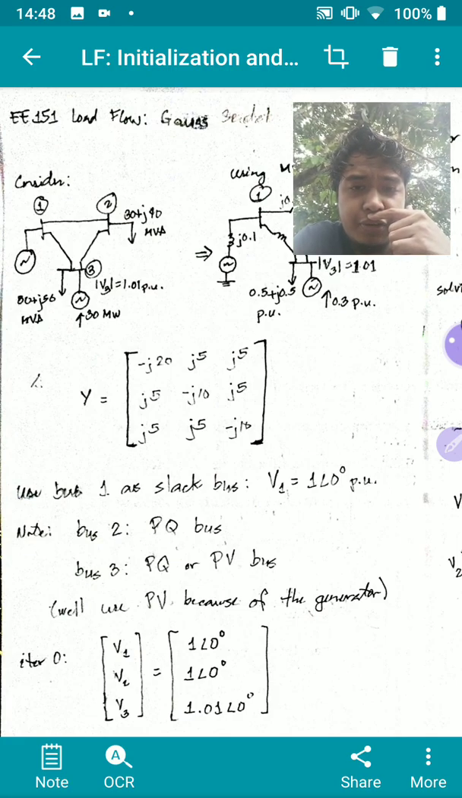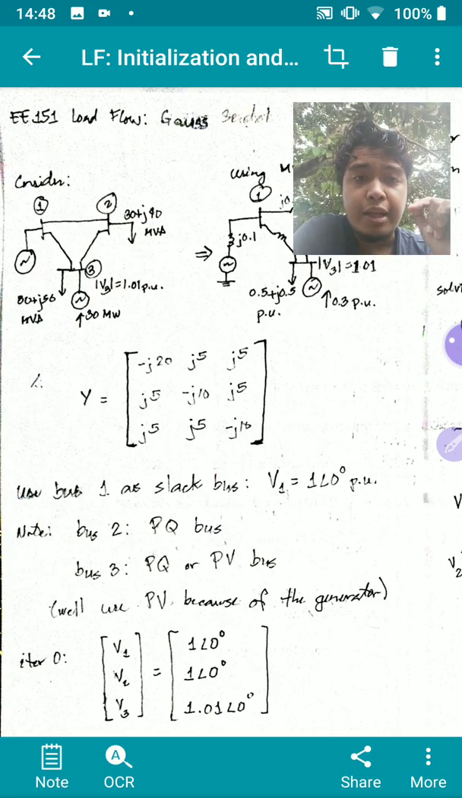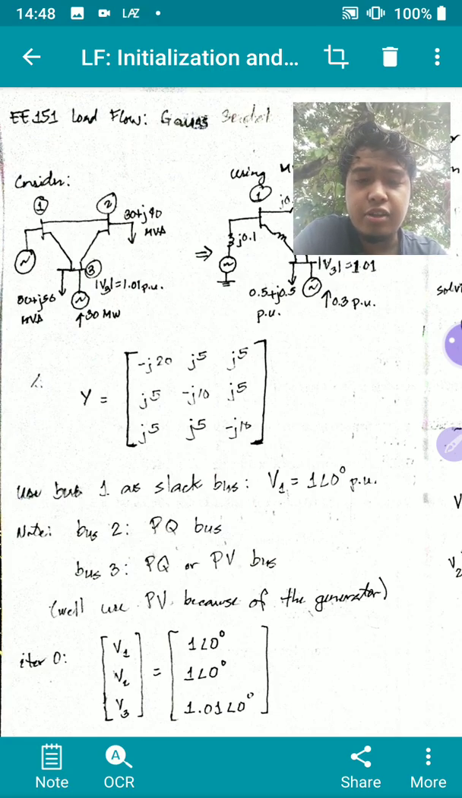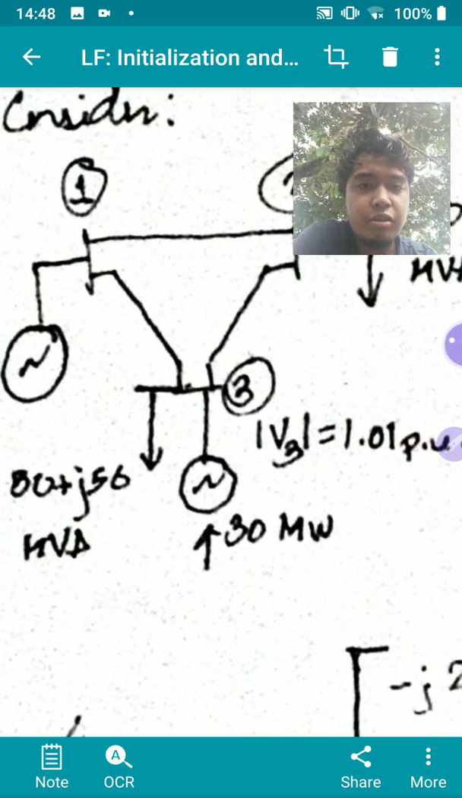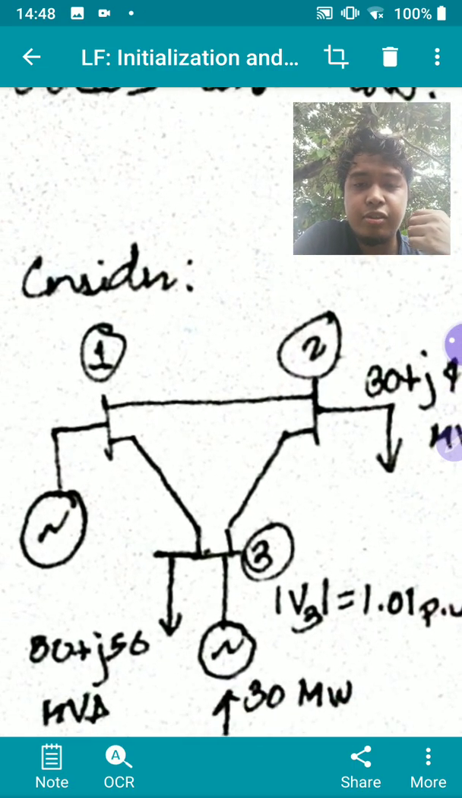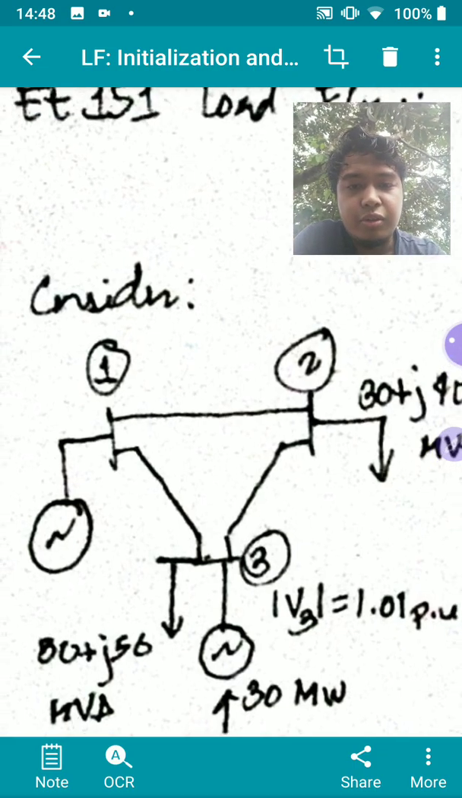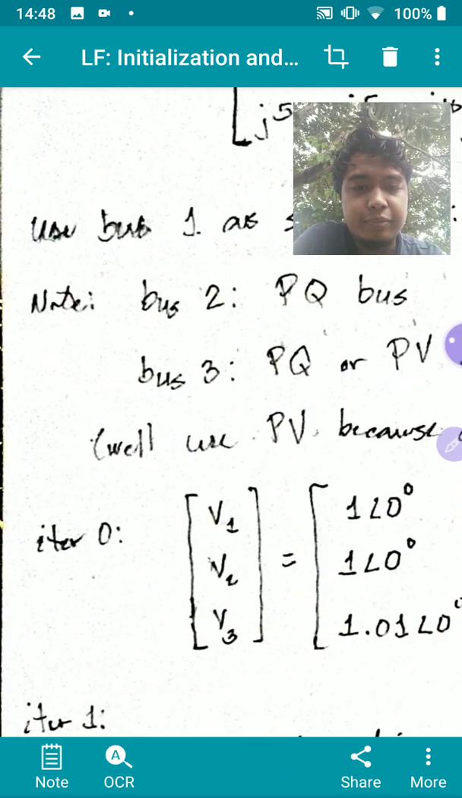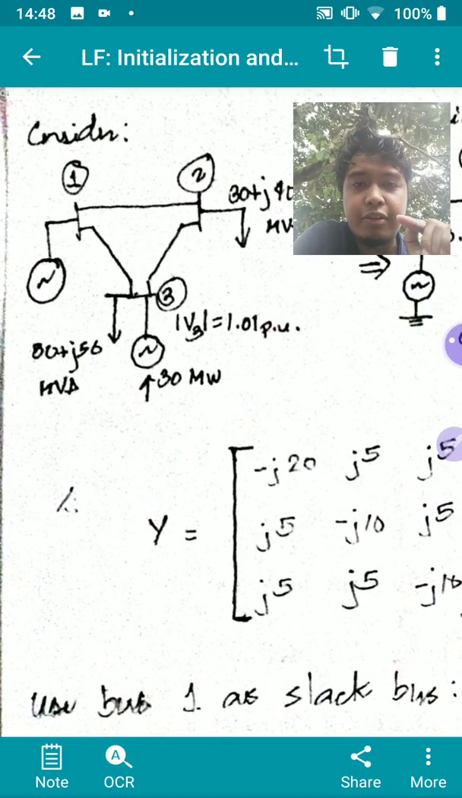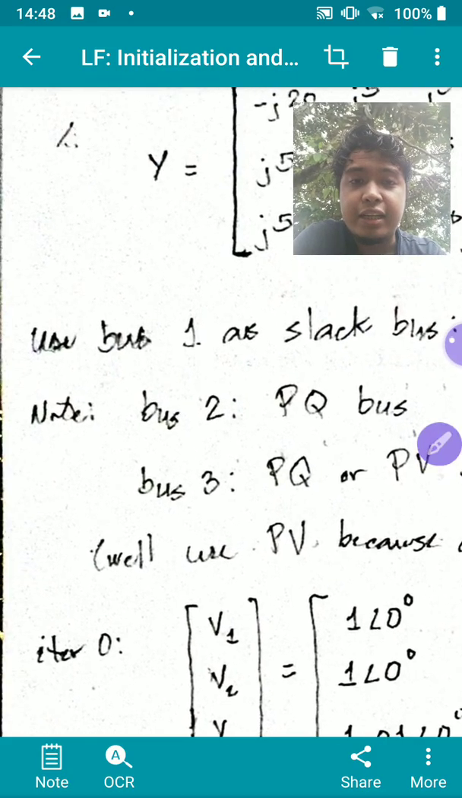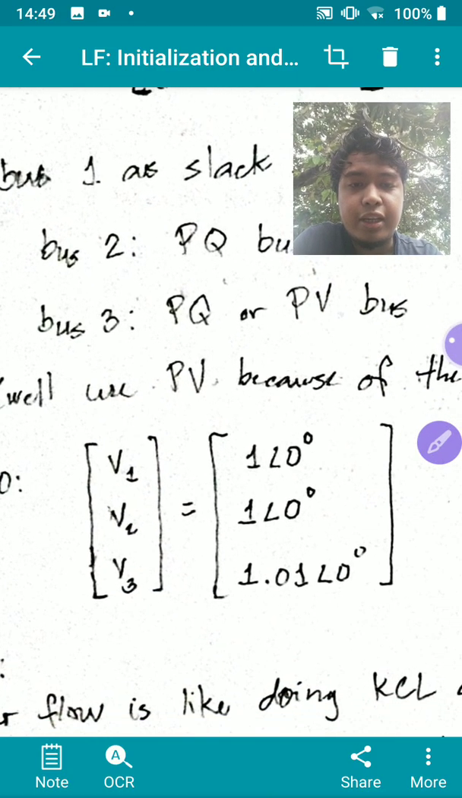Now, your load flow, whether it's Gauss-Seidel or Newton-Raphson or any other load flow method, will always start with initialization of values. The idea is, we don't know yet what the voltages are. We just know that bus 1 is my slack bus, so I'll be assuming that it is 1∠0. All the other voltages in bus 2 and bus 3, I do not know. So for initialization, we'll be assuming a value for the voltage, and the safest assumption is to use flat voltages, or 1∠0.